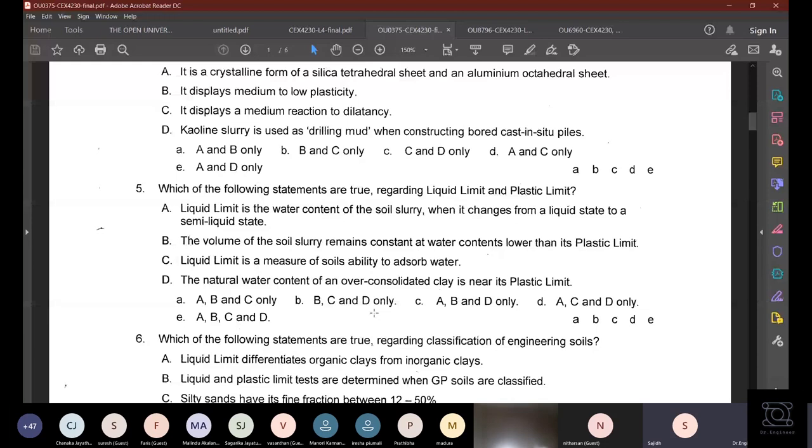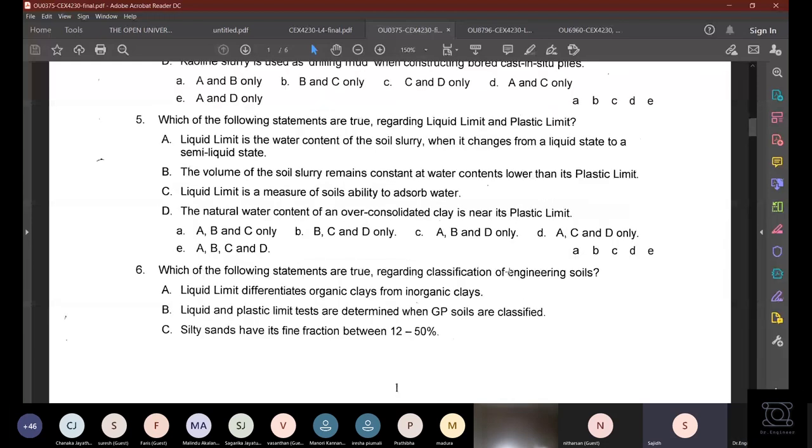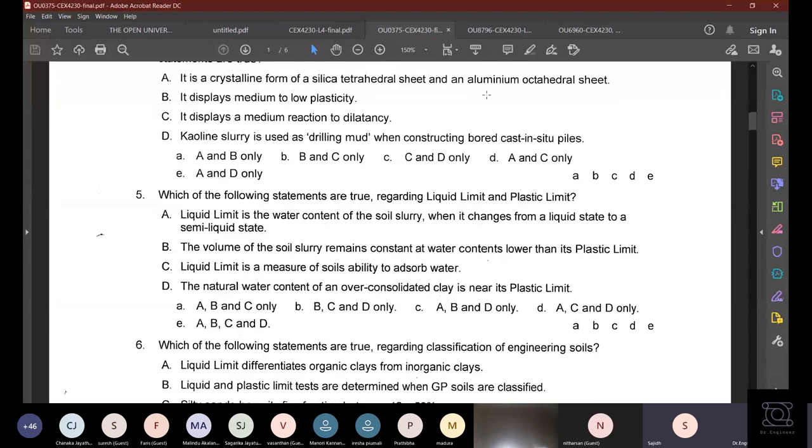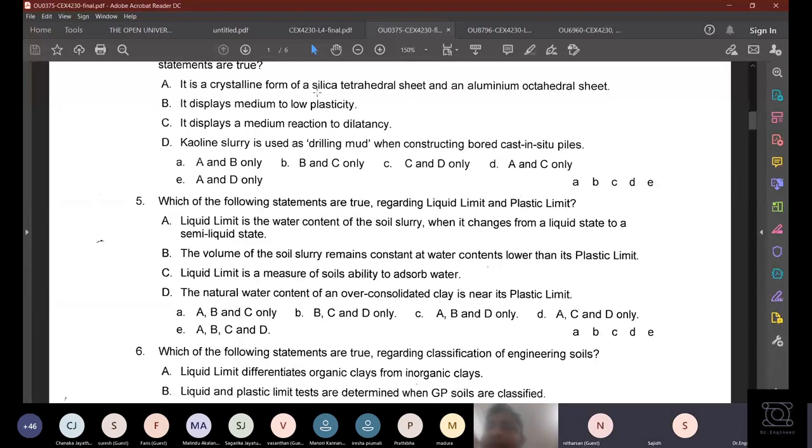In the previous one, it is a crystalline form of silica tetrahedral sheet and aluminum octahedral sheet. It says it is a layered silica mineral with one tetrahedral sheet of silica linked through oxygen to one octahedral sheet of aluminum. So that means in between there is some sort of oxygen, right? So we can't say that this is correct, right? But that's not crystalline, sir. Crystalline, right? So very sorry.